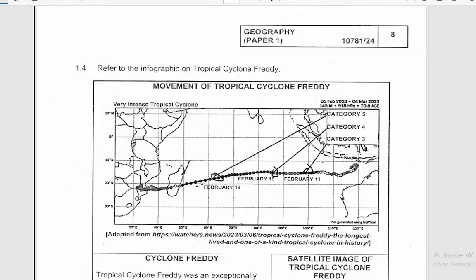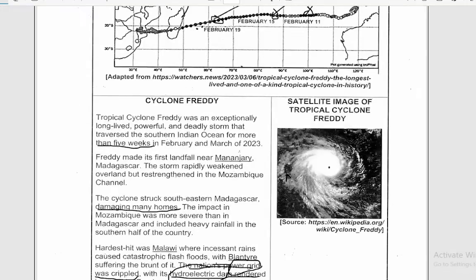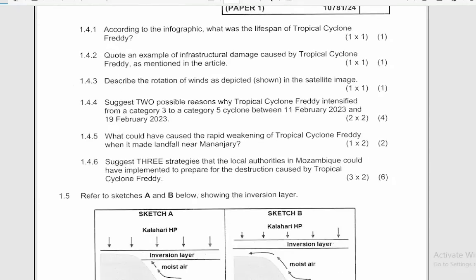And also we can talk of the release of latent heat as condensation takes place. Because remember, tropical cyclones need the release of latent heat. So latent heat is also released as condensation is taking place over the ocean. That is why it was intensifying as it was moving from 11 February to somewhere 19 February. Then we'll go to the next question. The next question is saying, suggest 3 strategies that the local... what could have caused the rapid weakening of Tropical Cyclone Freddy when it made a landfall in Mainland?